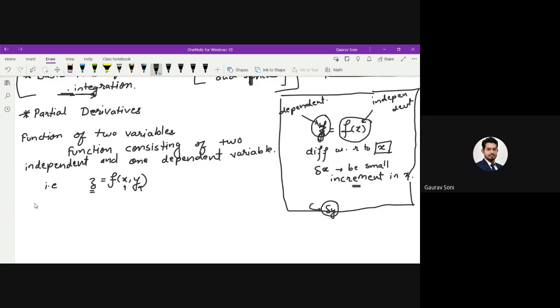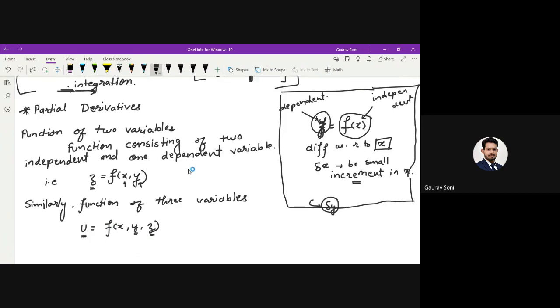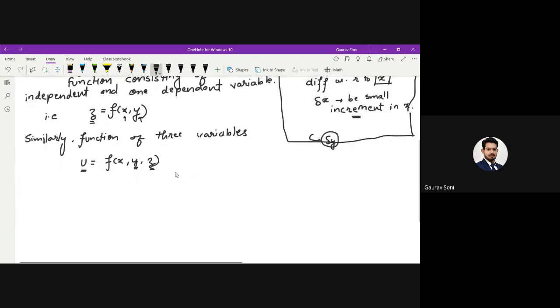Similarly, I can define a function of three variables, u is equal to f of x, y, z. So you make a small change in x and you look at the change in u. Similarly, a small change in y, a small change in z, you look at the change in u. This is what the partial derivative is. So these are the two types of functions that we are going to deal with.